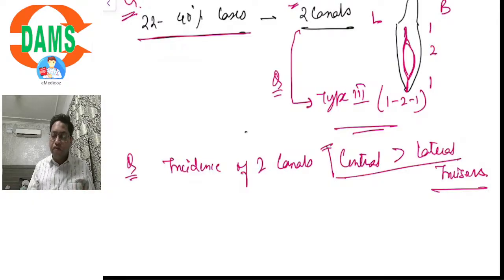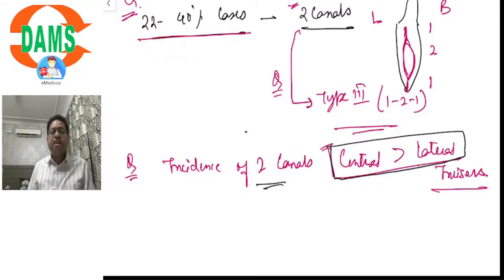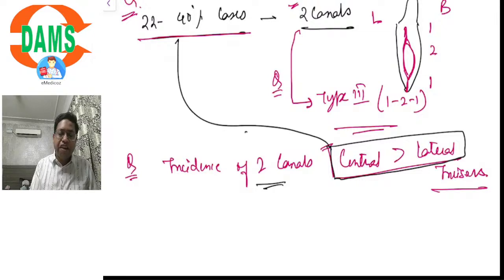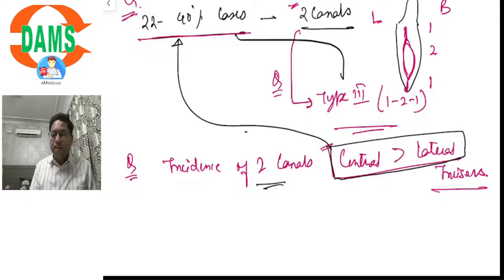You have to stick to this data, that incidence of two canals is more for central incisors as compared to lateral incisors. And what is the overall incidence of two canals for mandibular incisors? 22 to 40%. And what is the Vertucci configuration present in two canal forms? It is type 3, that is 1-2-1 canal configuration.